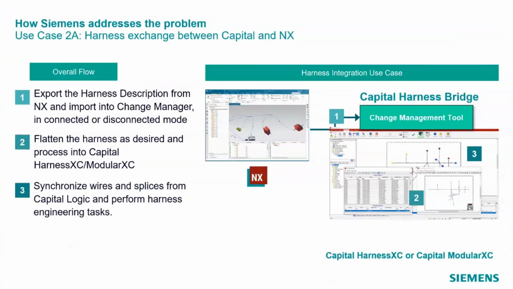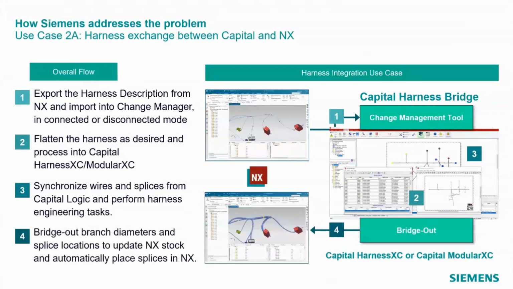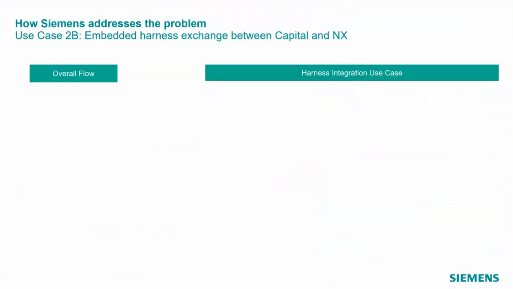So the harness is synchronized with the Capital wiring design to get wiring information. Then bundle diameters are calculated using the synchronized wiring, and splice optimization can be done. These new bundle diameters and updated splice positions are exported back to NX. In the same way as before, the bundle diameters and splice positions in NX can also be updated by the NX designer using the embedded Capital Navigator.